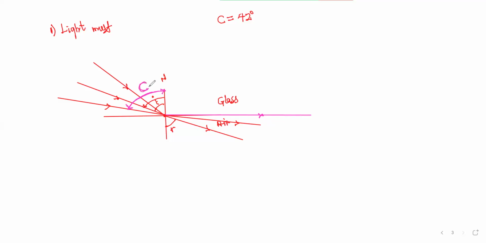Now, this angle which we are calling the critical angle is that angle of incidence in glass which will give us an angle of refraction of 90 degrees. So it means the moment you vary the angle of incidence and the refracted ray just lies on the boundary, you have determined the critical angle of the denser material.